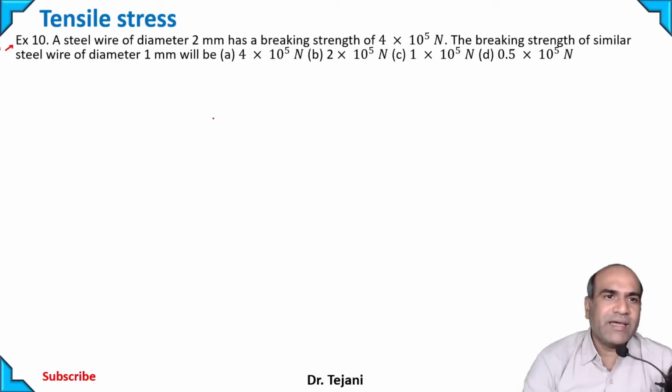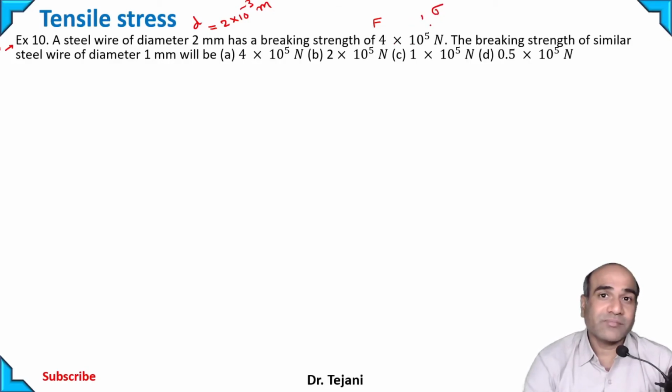So example number 10: a steel wire of diameter D is given as 2 millimeter, so we need to convert this into meter: 2 multiplied by 10 power minus 3 meter. It has a breaking strength, that means to cut the object. A breaking strength is given as 4 multiplied by 10 power 5 Newton. So it is a force. Sometimes breaking strength is also used for sigma, so you have to understand the context.